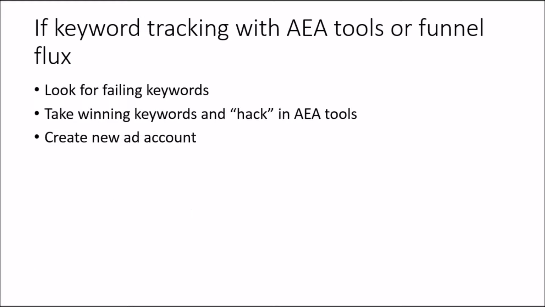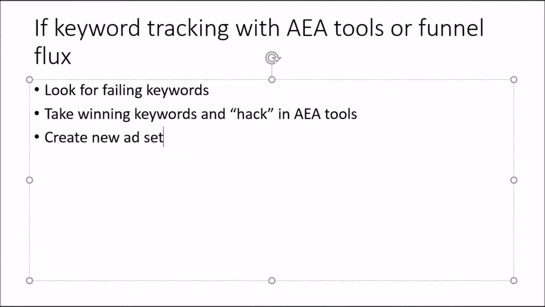So what we're going to do is, let's say you have keywords that are doing really well, and you're actually getting sales. If you're tracking with FunnelFlux or Prosper, you're actually going to be able to take those winning keywords and create new ads with them, okay? Obviously the optimization is different with keyword tracking than without, okay? If you're doing keyword tracking, you're going to look for the failing keywords and get rid of them, okay? Then you're going to take the winning keywords and hack them in Affiliate Expert Academy tools, which I'm going to show you how to do. And then you're going to create a new ad set, I should say.